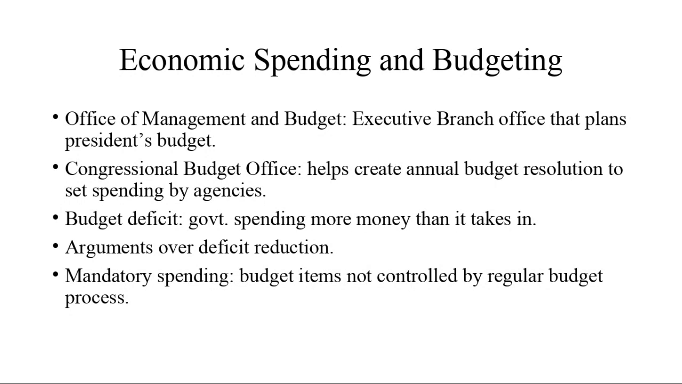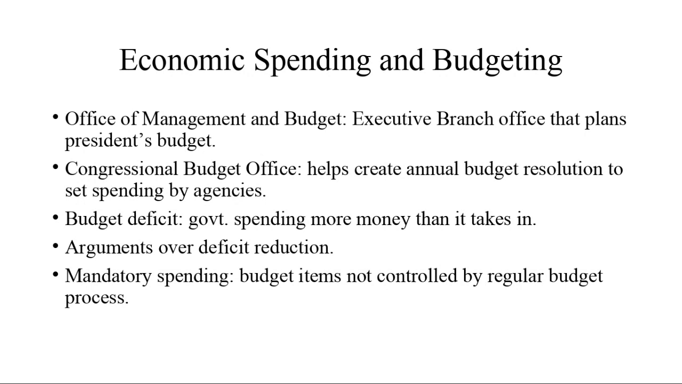So the Food and Drug Administration, the EPA, the Department of Education, all of that comes from the Office of Management and Budget. And then you have the Congressional Budget Office, or the CBO, that helps to create the annual budget resolution that sets the amount of money given to agencies.